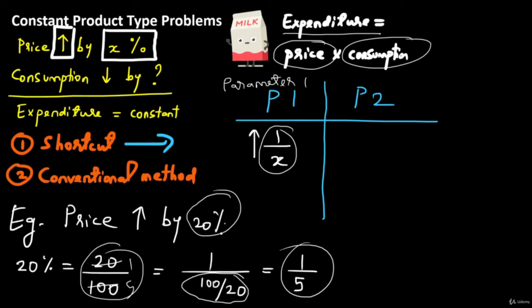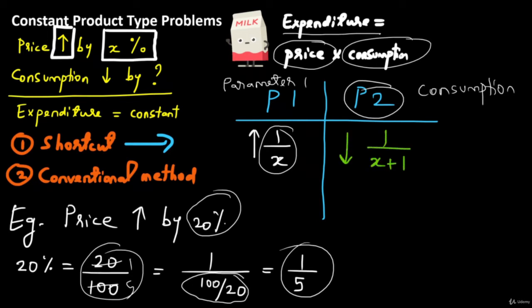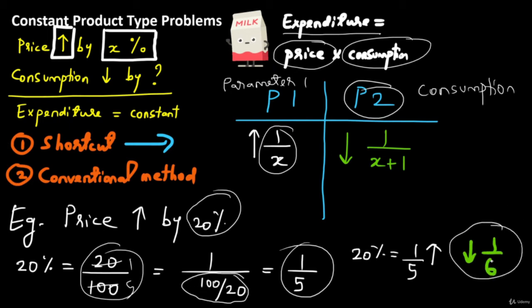So the price increased by 20%. Now we've converted 20% into 1 by 5. In that case, the parameter 2, in this case consumption, is the parameter 2 in this example which we are dealing with. That parameter has to be decreased by 1 by x plus 1. So if there is an increase of 20%, which is 1 by 5, you need to decrease consumption by 1 by 6, and 1 by 6 is the same as 16.67%. You can convert 1 by 6 into percentage, you'll get 16.67%.